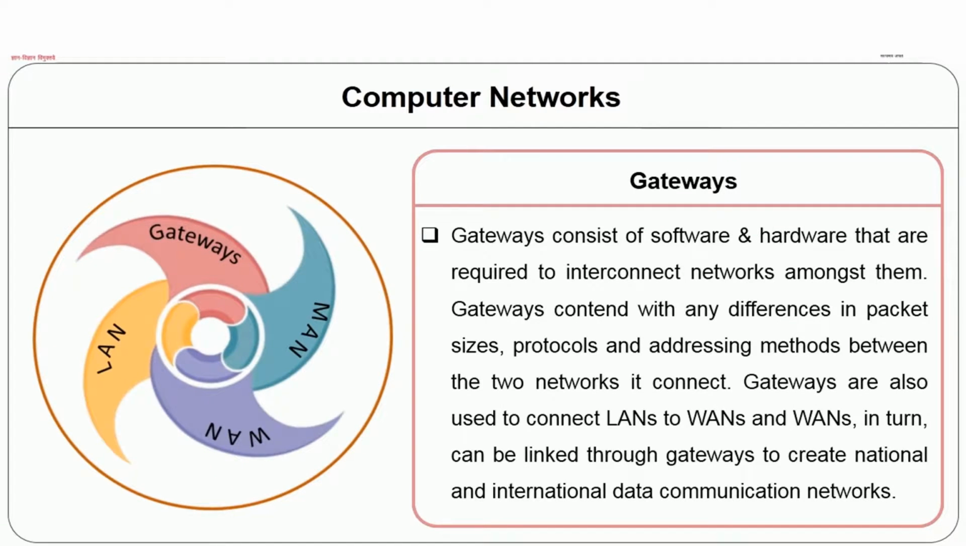Gateways consist of software and hardware that are required to interconnect networks amongst them. Gateways contend with any differences in packet sizes, protocols and addressing methods between the two networks they connect. Gateways are also used to connect LANs to WANs, and WANs in turn can be linked through gateways to create national and international data communication networks.